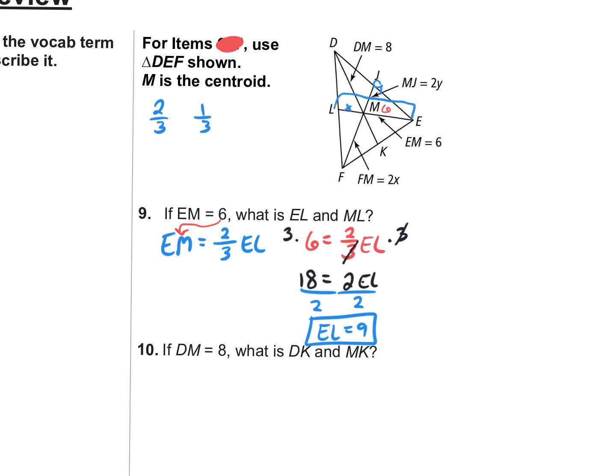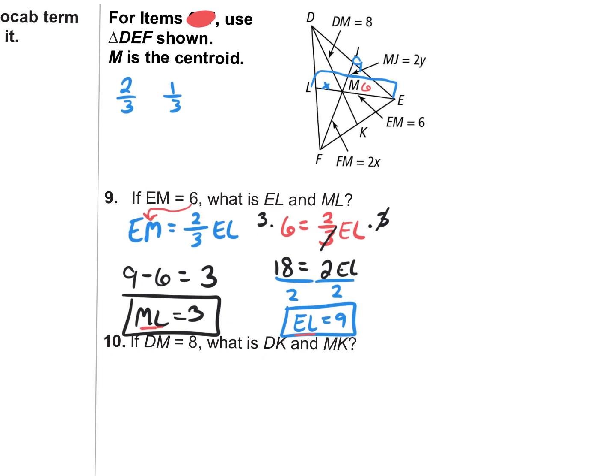How do I find the missing part? Just do 9 minus 6. That's the easiest way, right? Could you do the whole 1/3 route? Yes, but it's so much easier to just take 9 minus 6, which is 3. So you get ML equals 3. You guys did a nice job on your homework. Just make sure you label which one is which, like ML and EL.